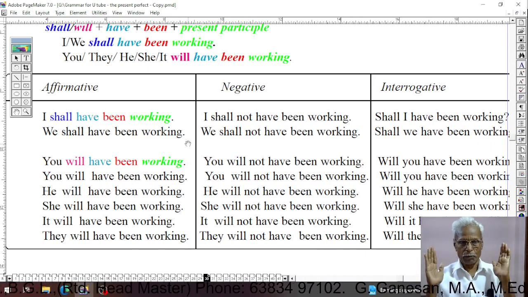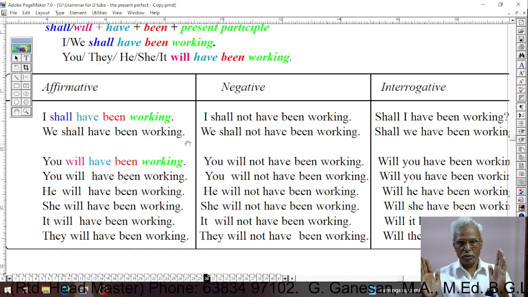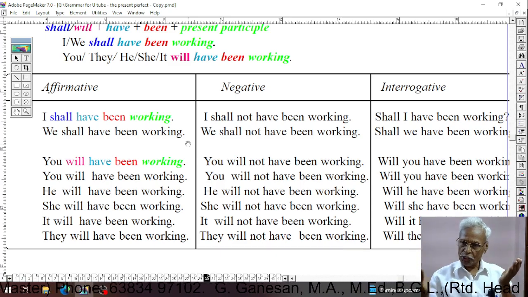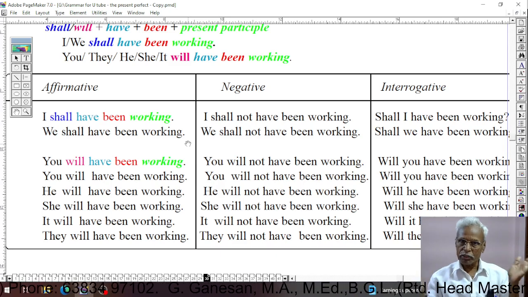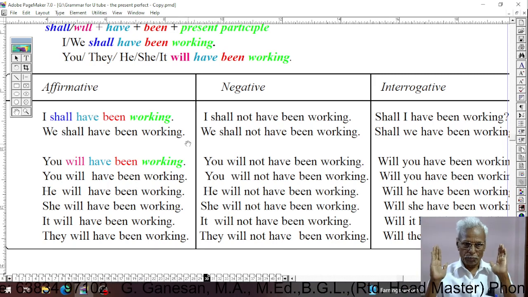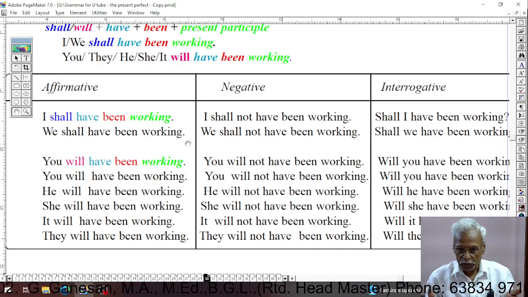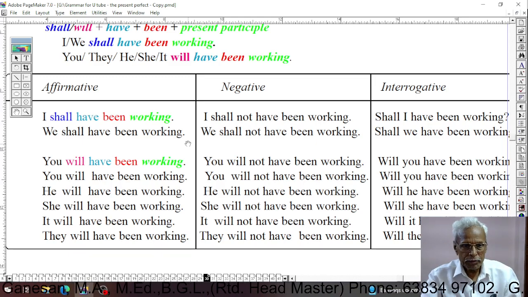That is affirmative: I shall have been doing my work. Negative: I shall not have been working. Question: shall I have been working? Plural: we shall have been working. We shall not have been working. Shall we have been working?